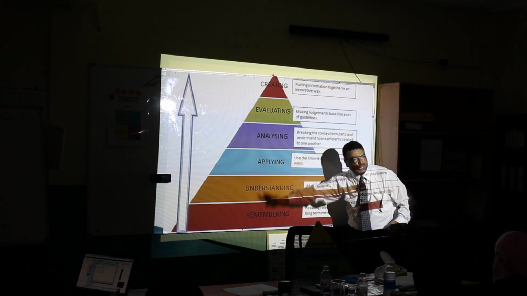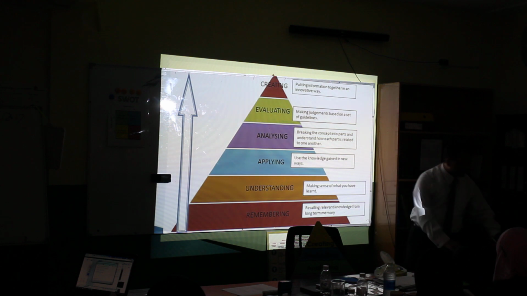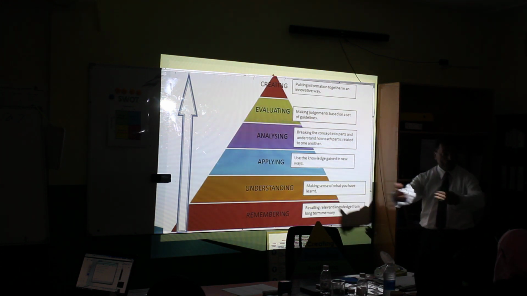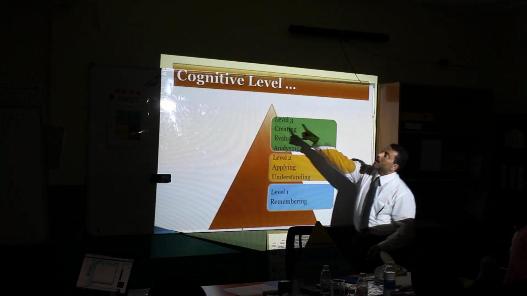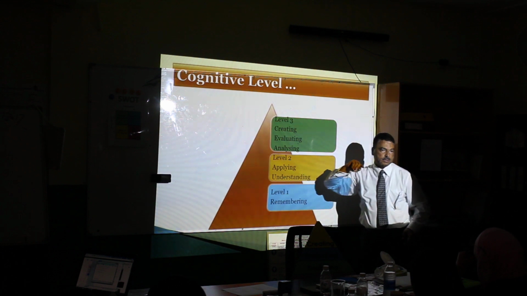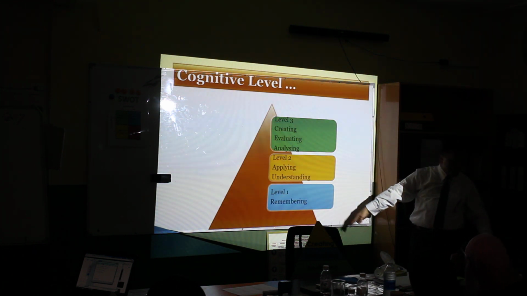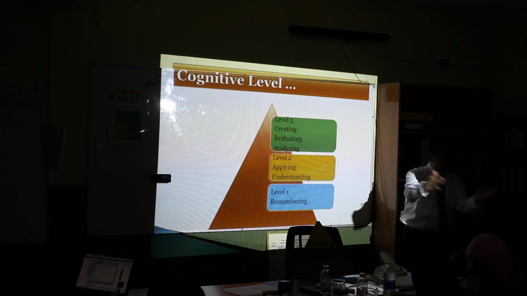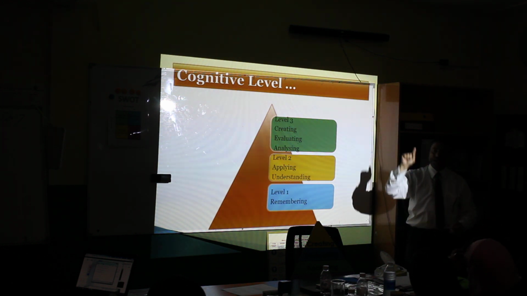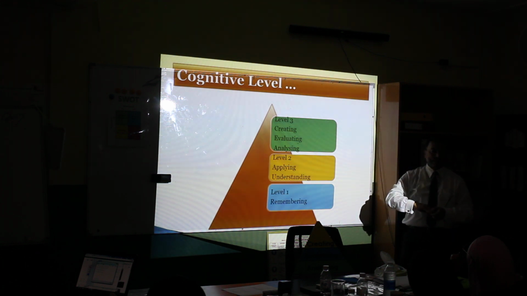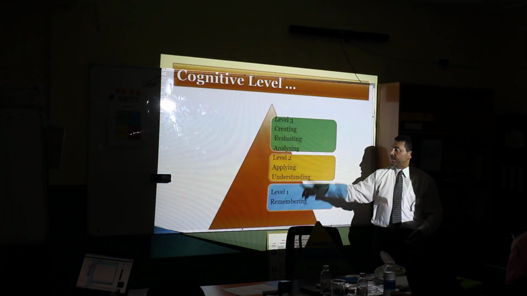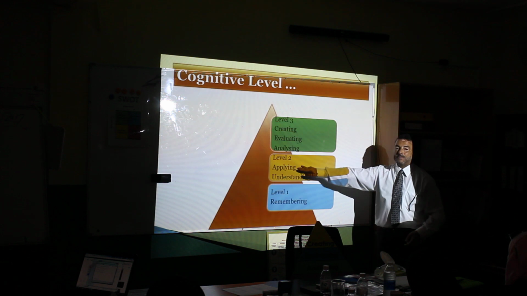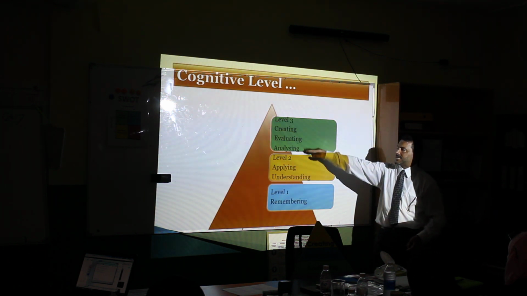How many levels do we have here? 6. Recent educators limit the point, so they collected them into 3 cognitive levels. So we can limit the point in our curriculum mapping. Level 1, level 2, level 3. In level 1 you are asking about remembering. In level 2 you are asking about understanding and applying. In level 3 you are asking about analyzing, evaluating, and creating.